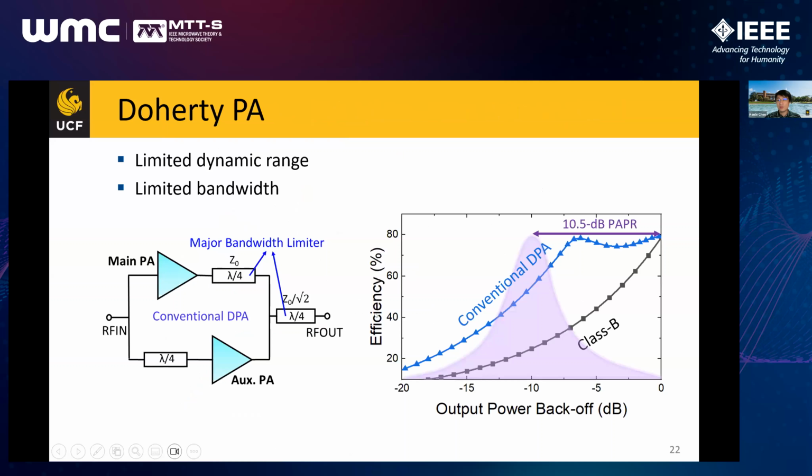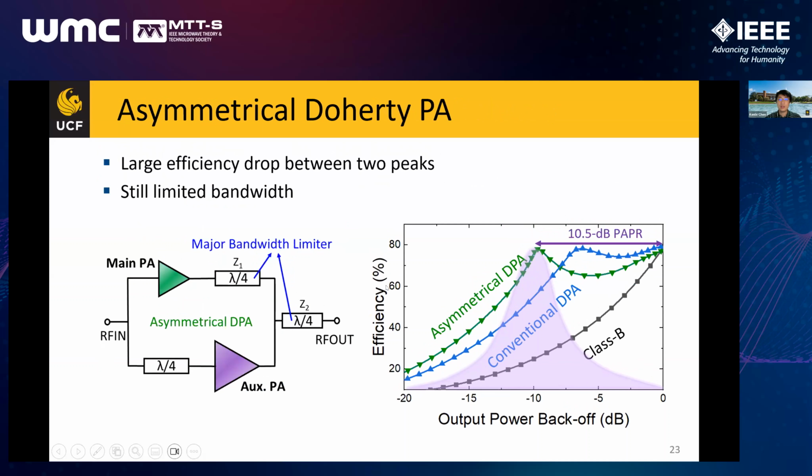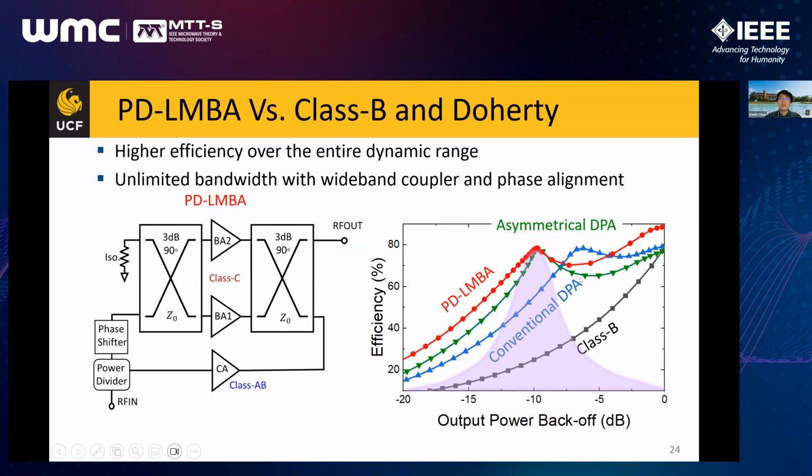First, the biggest advantage of the LMBA over the conventional Doherty is that it is not limited by the quarter-wave lines, which are the bandwidth limiter. And it can also extend the dynamic range from 6 dB of the conventional Doherty to more than 10 dB with this LMBA. The asymmetrical Doherty also has a similar issue of bandwidth and degradation between the two efficiency peaks. So here I'm going to introduce the details of the pseudo-Doherty LMBA.